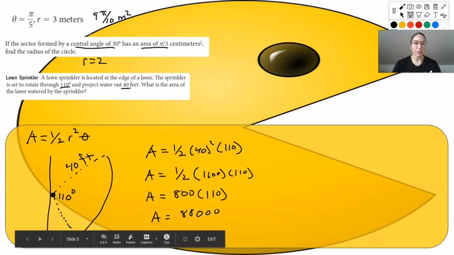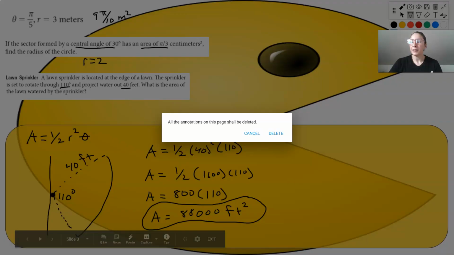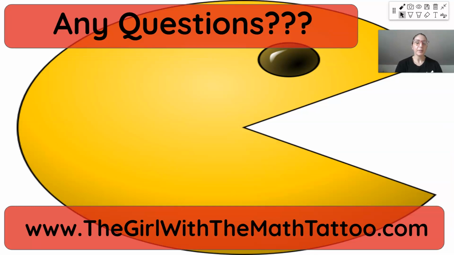So this is like the world's most powerful sprinkler. 88,000 feet squared, because we are finding area and we're told our units were feet. So this is literally like the world's strongest sprinkler that I've ever seen. 88,000 square feet is a huge amount of land covered by this monstrosity of a sprinkler. All right, so there's our answers. And that's going to be it for us.